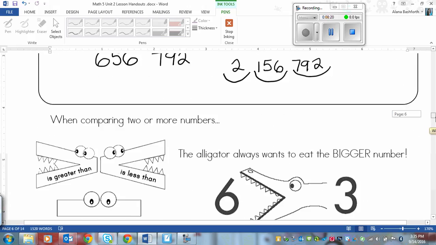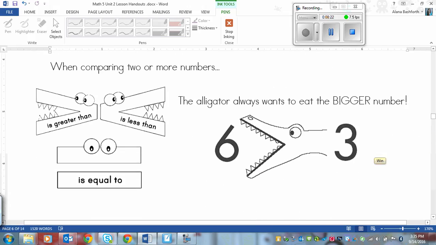Now, remember when we're comparing and ordering numbers, we use the greater than, less than, or equal to sign. So this one means greater than, so that's right there. This one means less than, that one is right there, and this one means equal to. I know it looks like a smiley, but anyways.